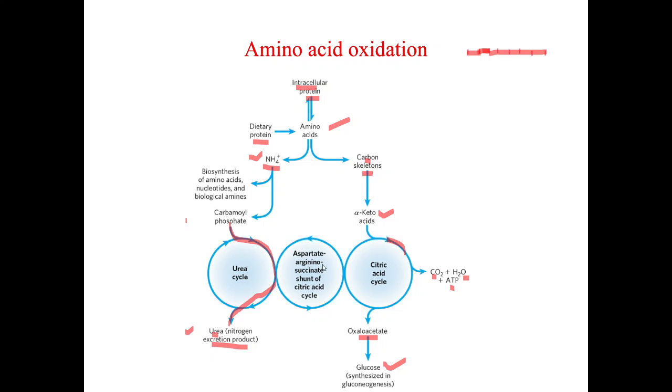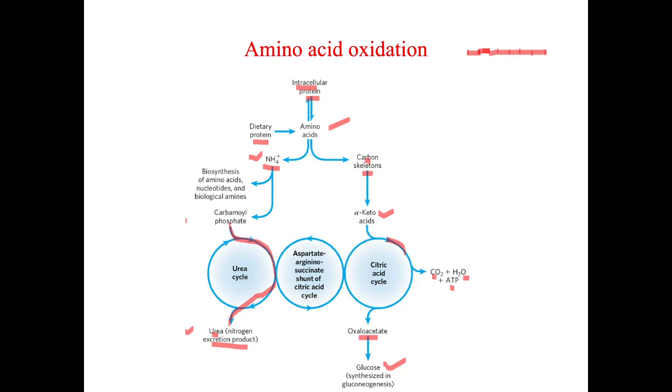That is the aspartate-argininosuccinate shunt of the citric acid cycle. So the aspartate-argininosuccinate shunt is there in the citric acid cycle. This also we will be seeing in this lecture, right? So this is basically the flow of this lecture.